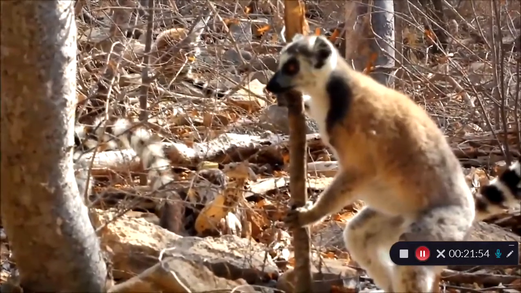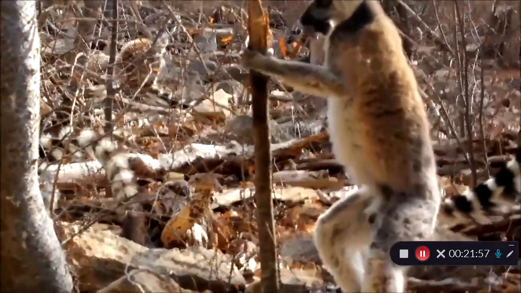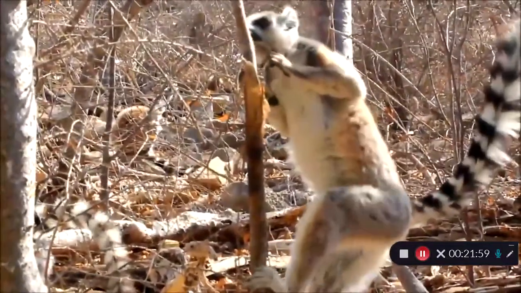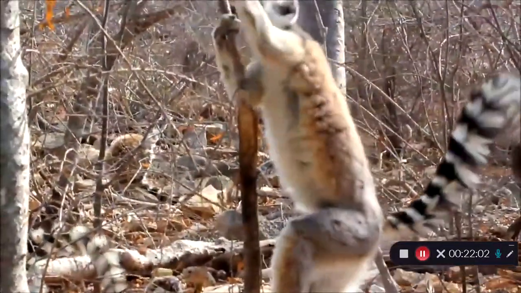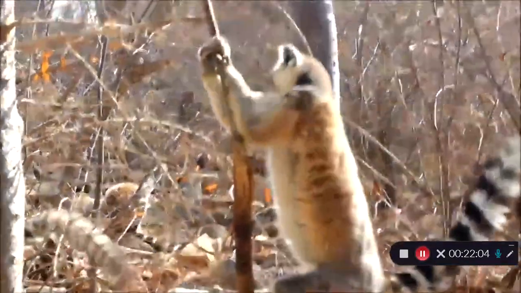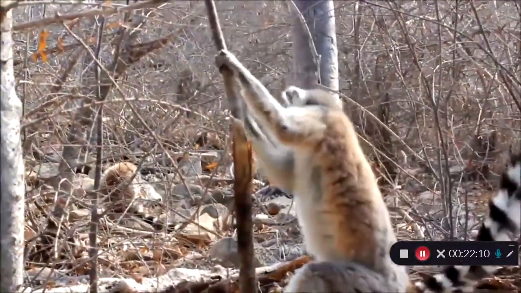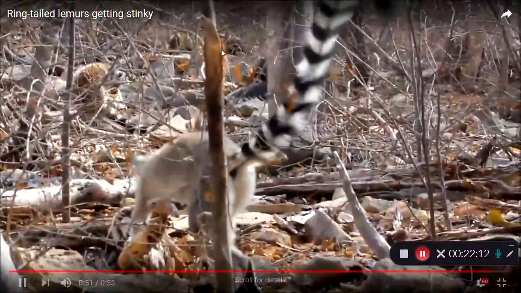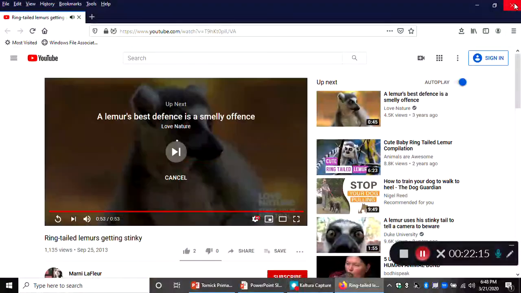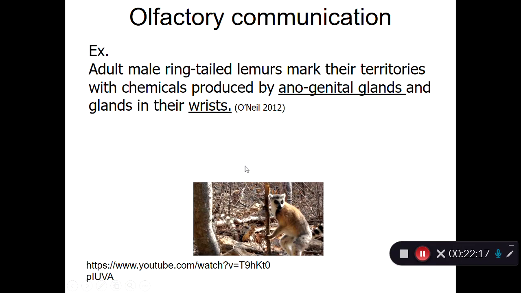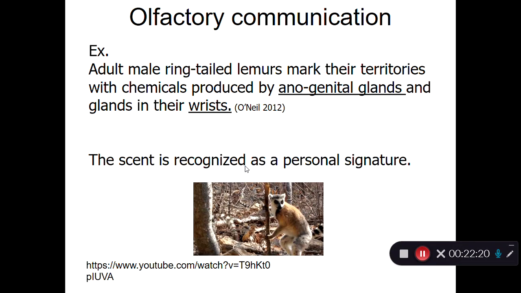He's going to actually mark over that mark with his wrist glands. So you see how he pulls? He's pulling and releasing a substance from the glands in his wrist, and he's actually marking higher. He's marking over and marking higher than the other lemur was marking to say, actually, this is my tree and I'm better than you are. So it's a personalized signature. Just like with the sounds, they can hear each other's voices. They can also recognize each other's scent and get some information out of it that way.